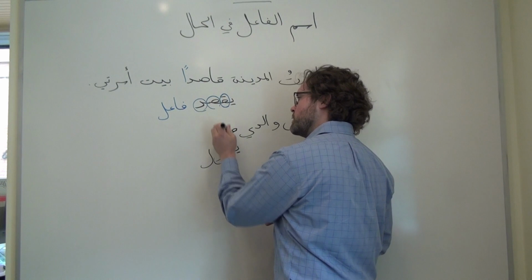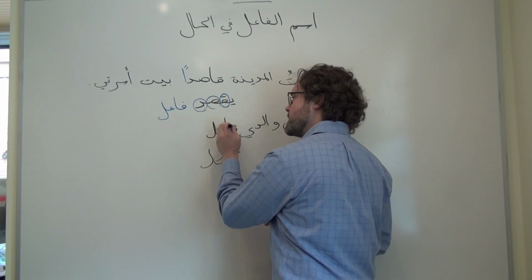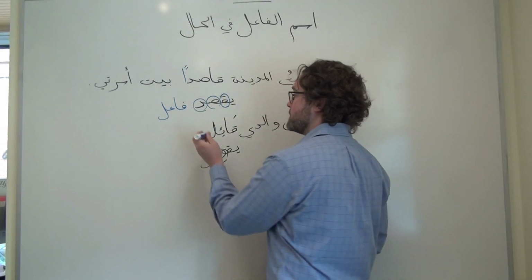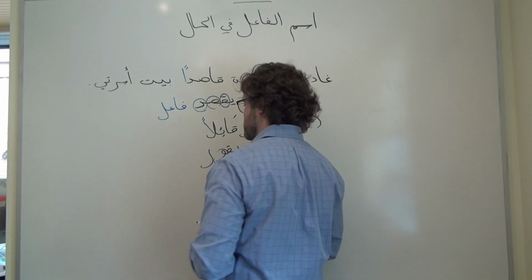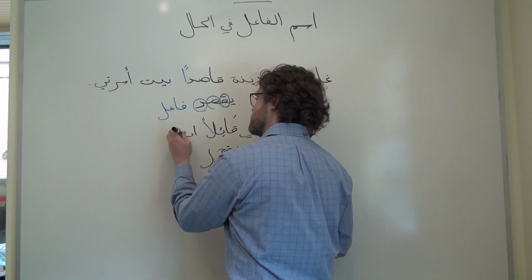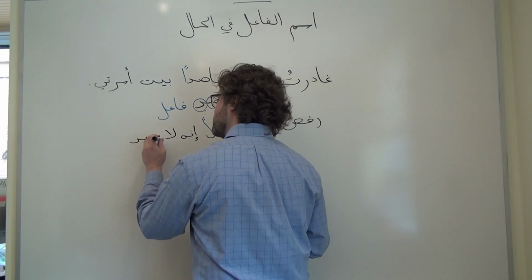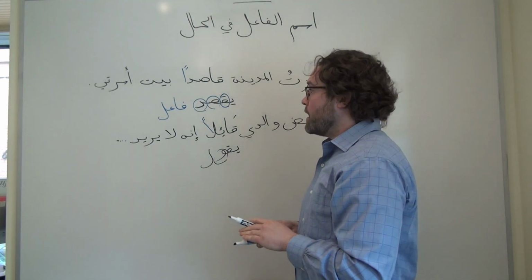participle qa'il. And again, we're going to finish it off with the mansoob ending. قائلا إنه لا يريد, saying that he doesn't want, etc.